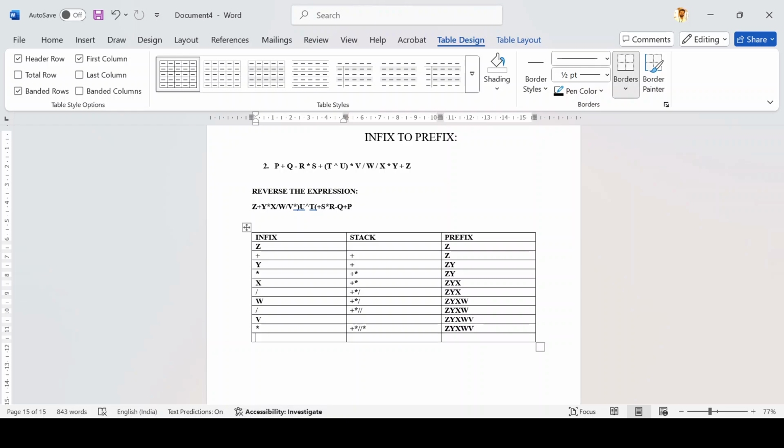Then we have a close bracket. Straight away we can push it into the stack. The close bracket gets pushed into the stack, because when we are reversing, the close bracket comes first. ZYXWV. Then we have an exponential term. After the close bracket, there are no operators to compare with, so directly we can push it into the stack.